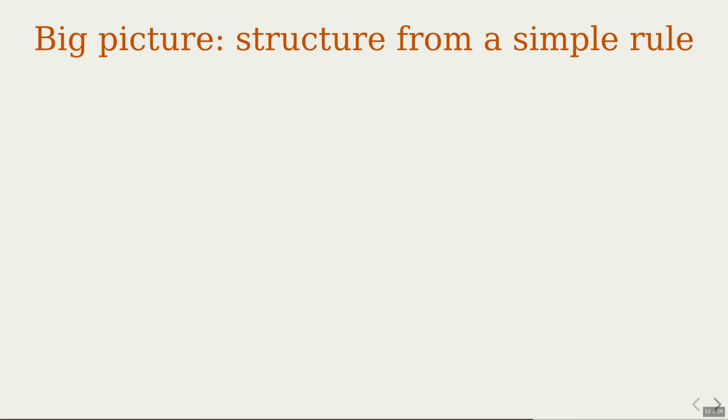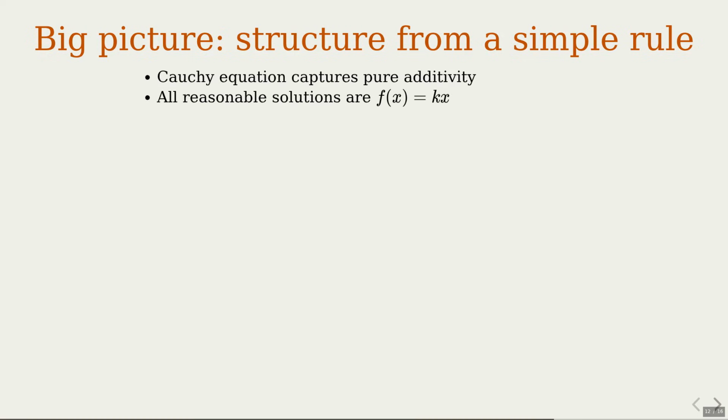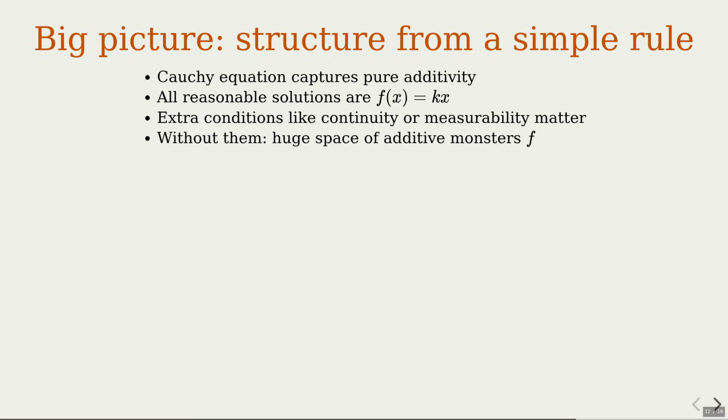Let us step back and organize what the Cauchy equation has taught us. It feels like the moral is that additivity plus any reasonable regularity completely locks down the function. The Cauchy equation captures pure additivity. All reasonable solutions are f of x equals k times x. Extra conditions like continuity or measurability matter. Functional equations like this are not just contest puzzles. They reveal how imposing a tiny bit of structure can turn chaos into a perfectly straight line.